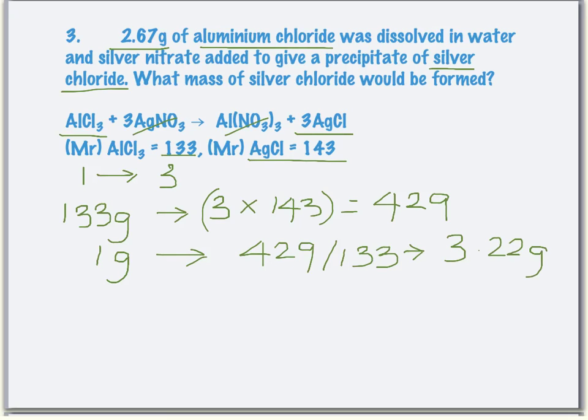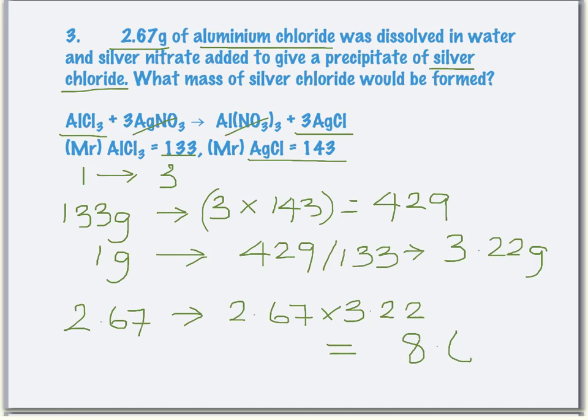grams. So the original question was asking us, we had 2.67 grams of aluminium chloride, so 2.67 will make for us 2.67 times 3.22, which will work out at 8.6 grams. There's our answer.